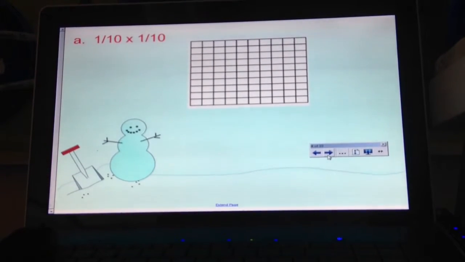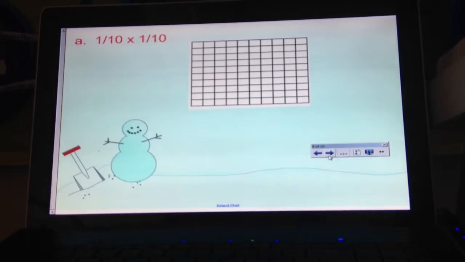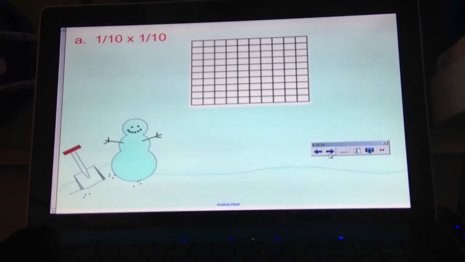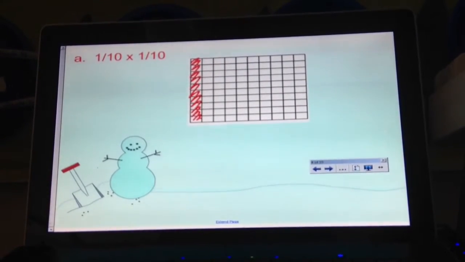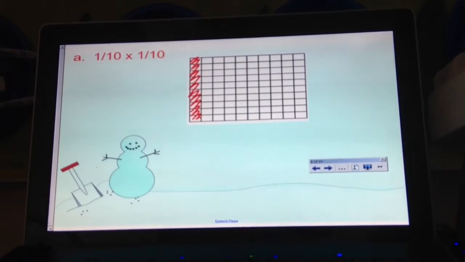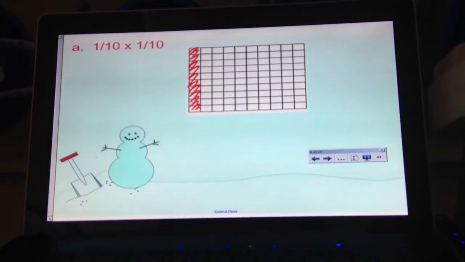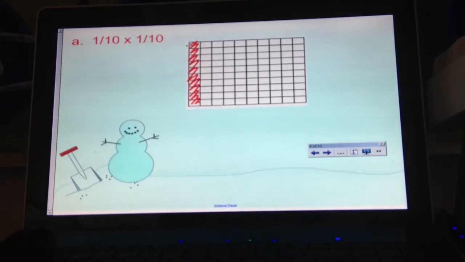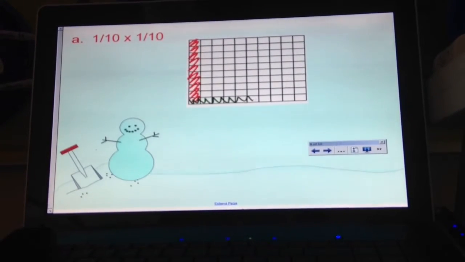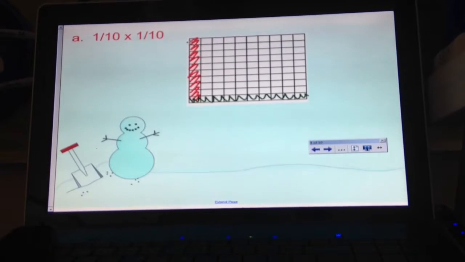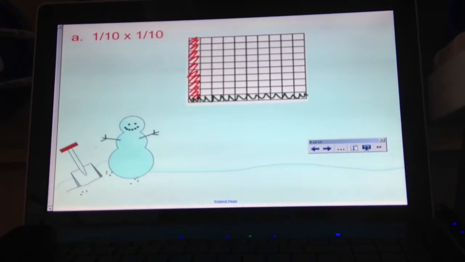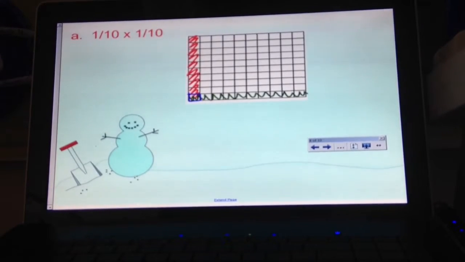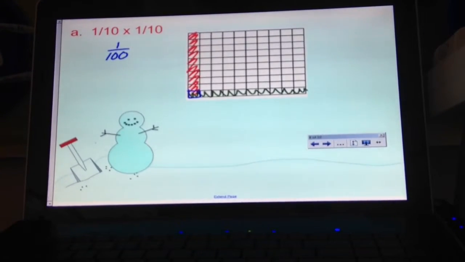So if I look at my place value chart, if I want to record 1/10 vertically, it would look like this. I would shade in 1/10 of the model. Since I'm multiplying my 1/10, I'm going to also shade in 1/10 horizontally in the opposite direction. The portion that overlaps is my answer to the multiplication problem. Since that section right there overlaps, that would be 1/100th, which would be my answer.